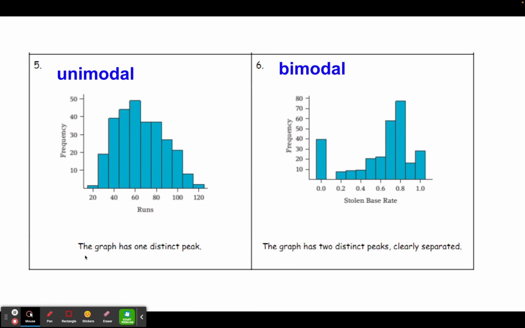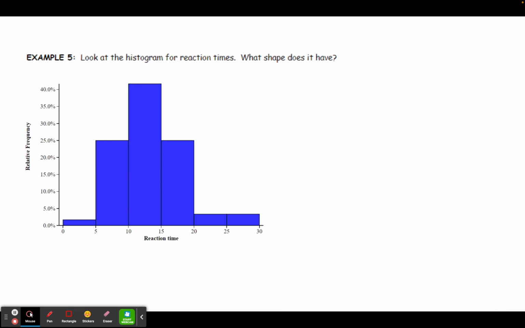Now, sometimes, again, keep in mind that distributions might be symmetric and unimodal, or they might be symmetric and bimodal. They might be skewed and unimodal. There isn't always just one label that's going to apply.